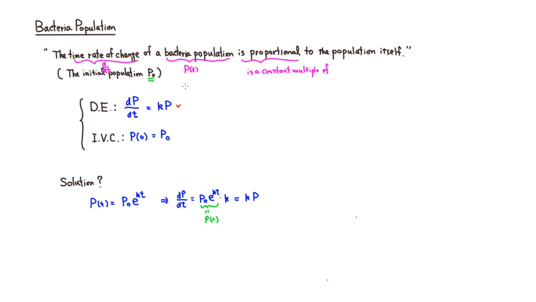So the solution of this differential equation is P of t equal to P0, the initial population, times e to the kt. So the solution is an exponential function. That's the bacteria population model. That's it. I hope that this was clear.